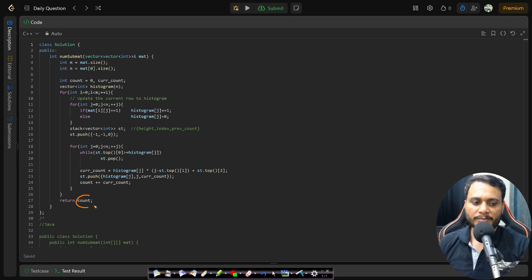So finally we will be returning the total count of submatrices ending at each of the cells i, j, which contain only ones. So I hope this entire solution is clear.